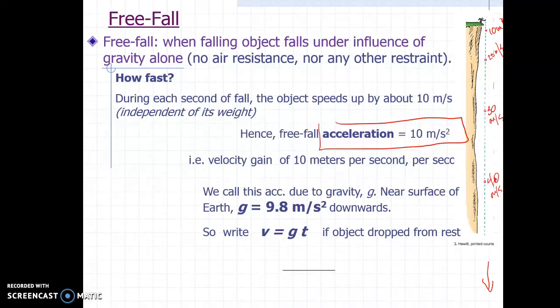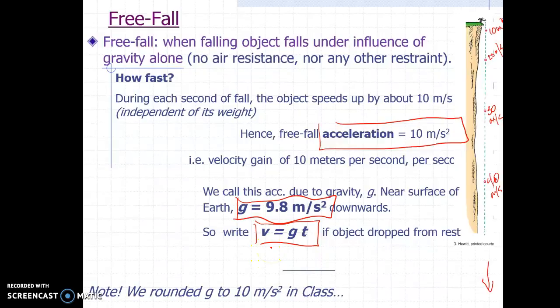Important. Theoretically, near the surface of the Earth, gravity is actually 9.8 meters per second squared. When we calculate the velocity of an object, we take gravity times time, okay? For class purposes, to make your life easier, we're going to use 10 meters per second squared.